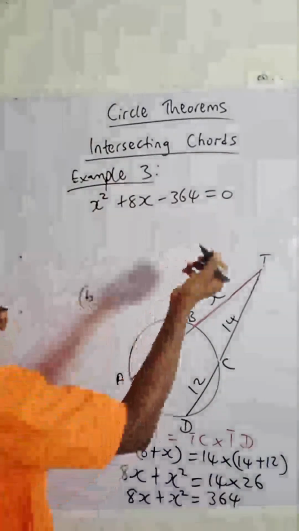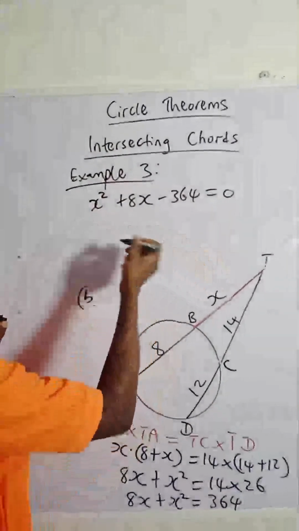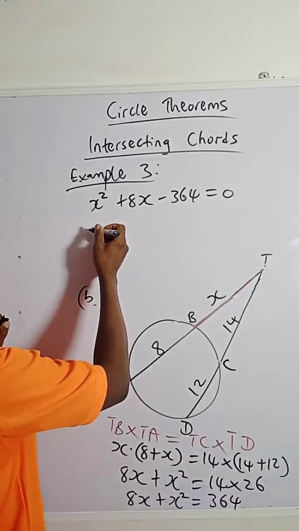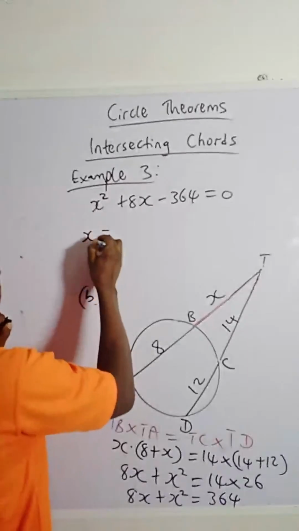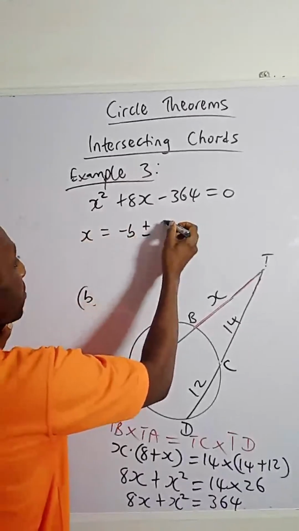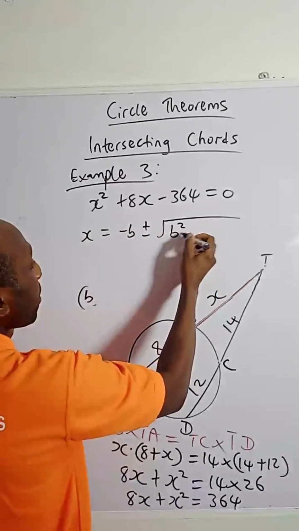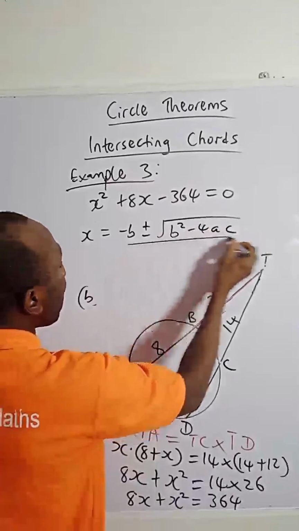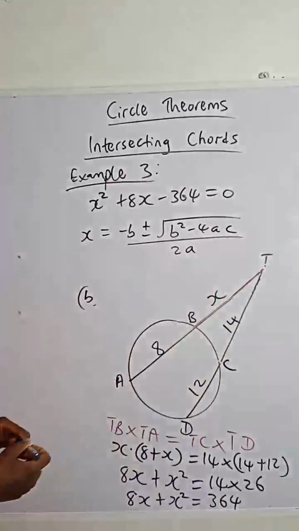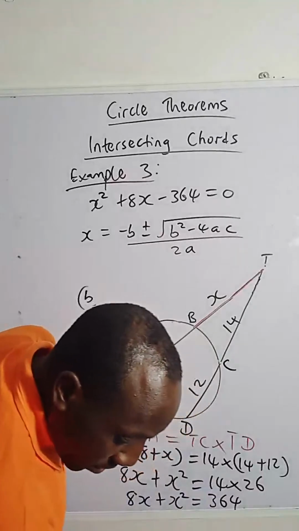Okay, I think we can use the formula method, where x is equal to minus b plus or minus the square root of b squared minus 4ac, all divided by 2a. All right, we can use this formula to get our answer.